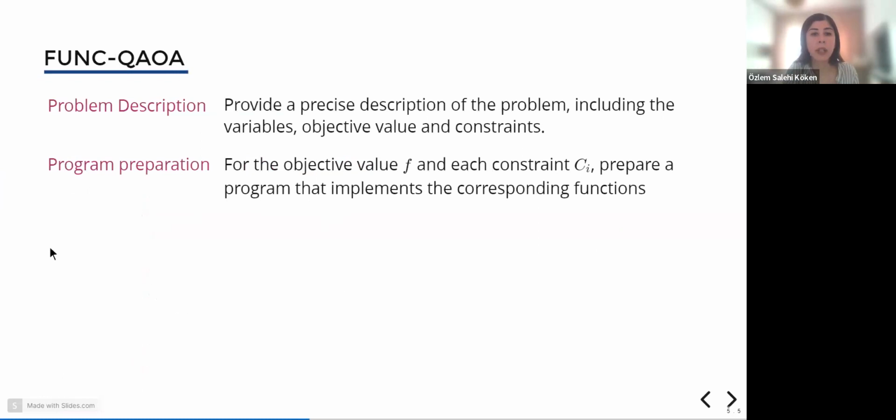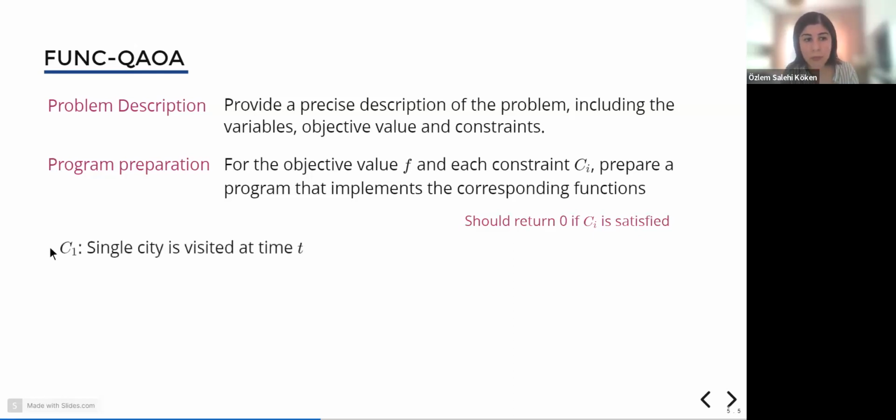And okay, if we come back, once you have your problem description, then for the objective value and each one of the constraints, you design a classical program that implements the corresponding functions. And this function should return 0 if the constraint is satisfied. Let me give you an example. Say your constraint is a single city is visited at time t.